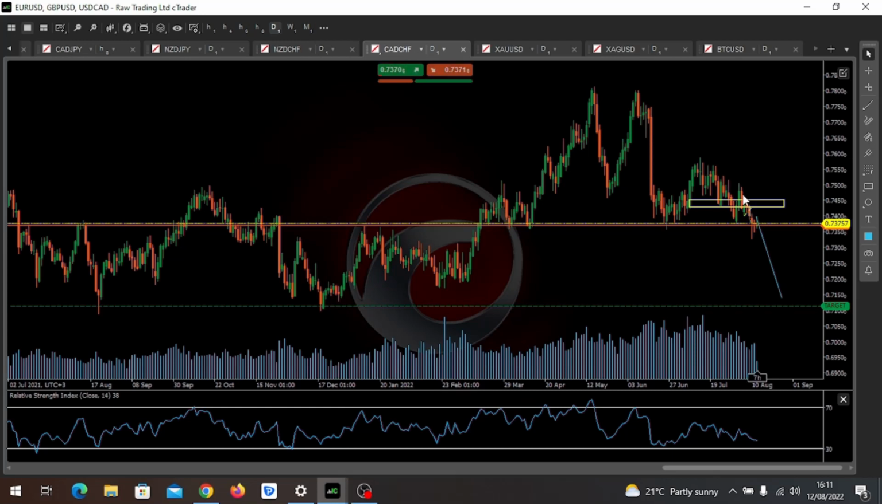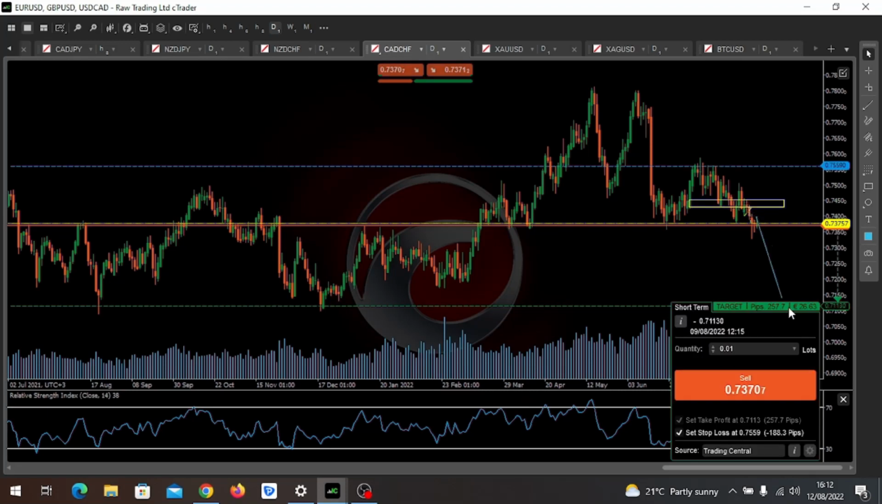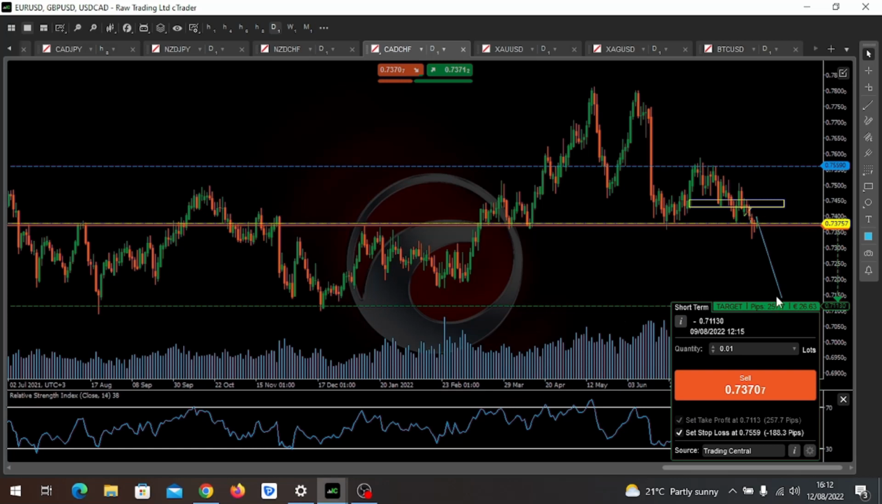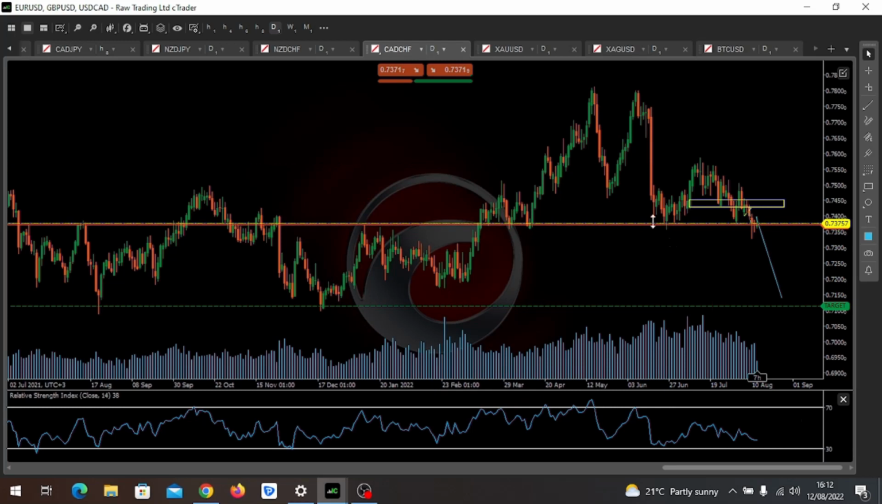Moving on to Swiss pairs. For the Swiss pairs, our yellow box was at the region of 0.7374 to 0.7500, and as you can see, price is moving on swiftly towards our target area, which is, just a minute, 0.71130. That is our target area to exit from this specific trade. So that is still a sell. Let's hold on to it.